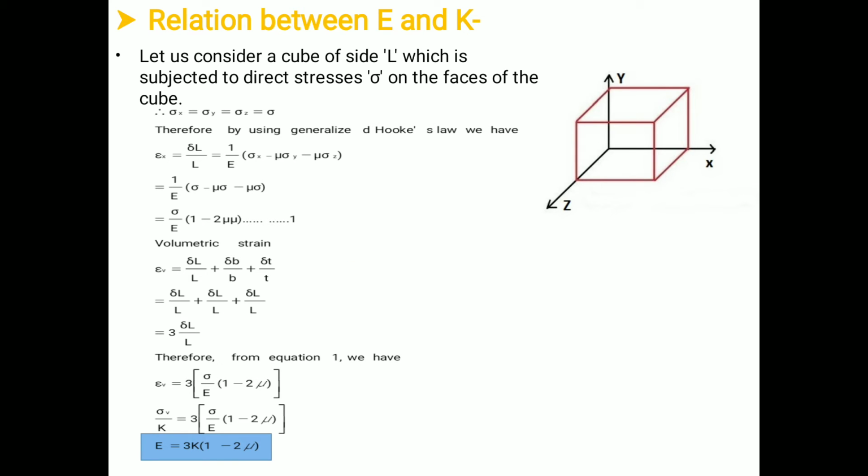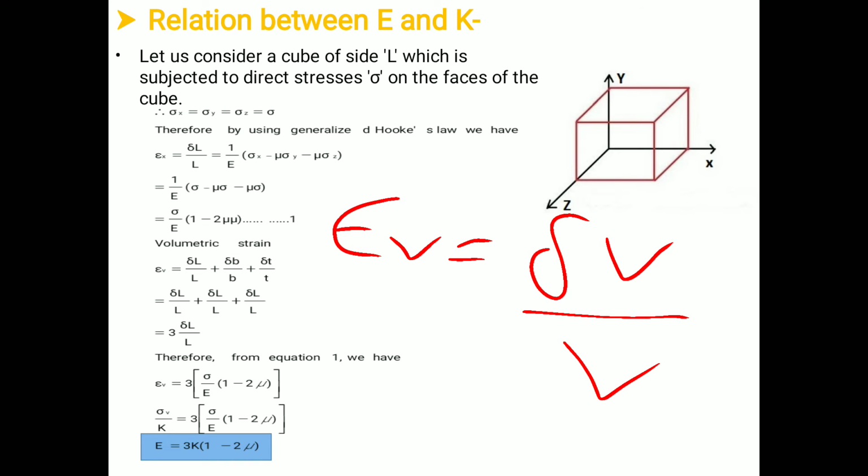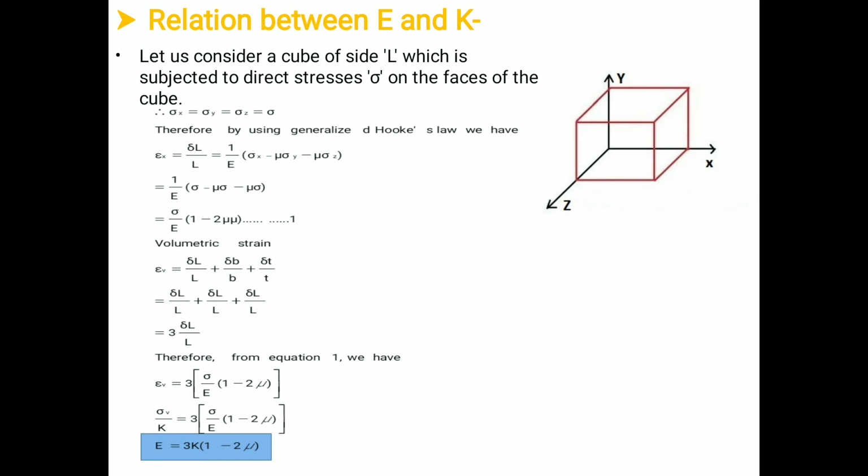We also have volumetric strain. Volumetric strain is denoted by the letter epsilon v, which is equal to change in volume upon original volume. As derived in the previous slide, the volumetric strain is equal to delta L upon L plus delta B upon B plus delta T upon T. As we have the block side equal to L, we put those values into this equation. Therefore, I have delta L upon L plus delta L upon L plus delta L upon L. After solving it, the final equation is equal to 3 delta L upon L.